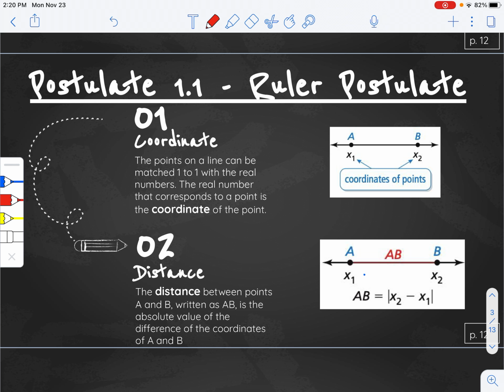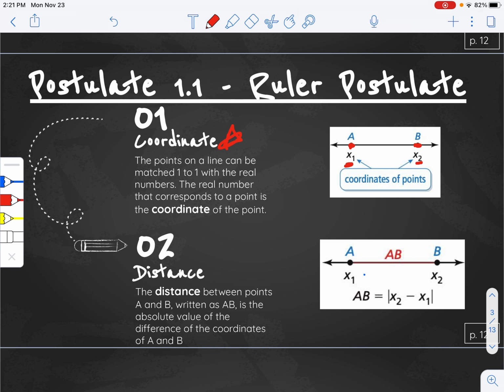So postulate 1.1, we just call it the ruler postulate, and that has two key terms that go along with it. The first one right up here is a coordinate. You guys are pretty familiar with that, but the official definition that we use for geometry is that the points on a line can be matched one-to-one with real numbers. So we have a point on a line here, we're matching it with the number x1, we're saying we're matching it with 1. Point here, matching it with 2. The real number that corresponds to a point is the coordinate.